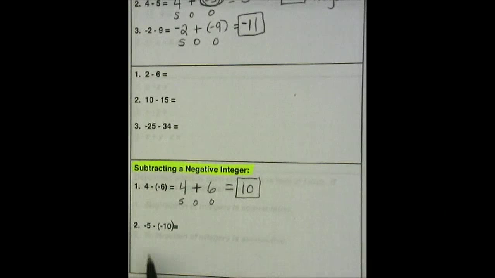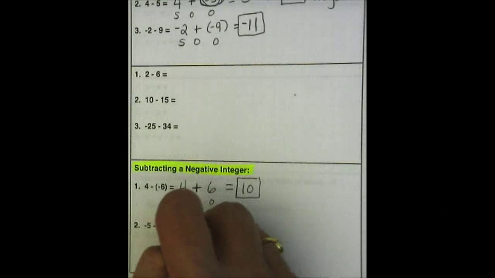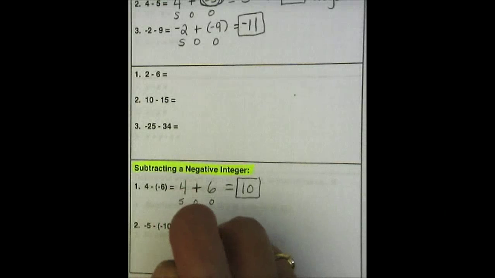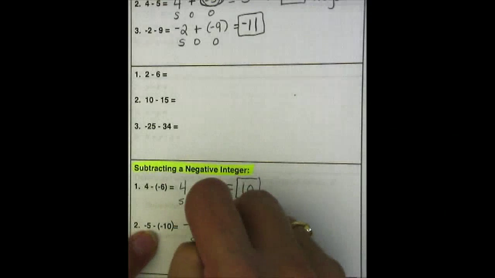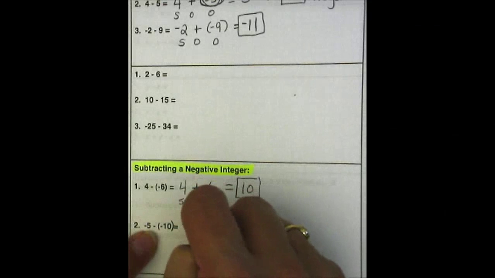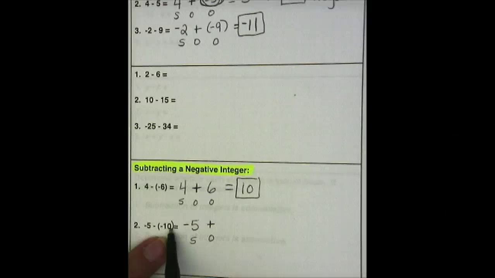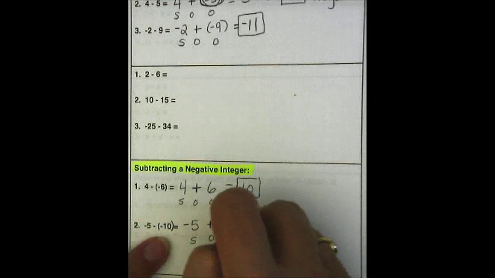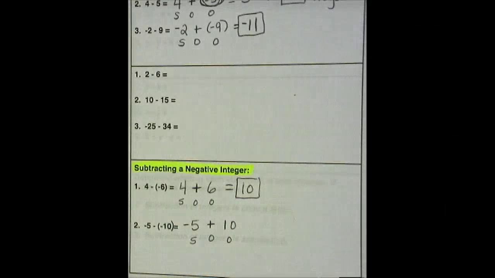Number 2, we're going to take negative 5 minus negative 10. So the negative 5 stays the same. The subtraction becomes addition. There's your opposite. And the negative 10 becomes positive 10. There's your opposite. Now we're adding different signs. Negative 5 plus positive 10.